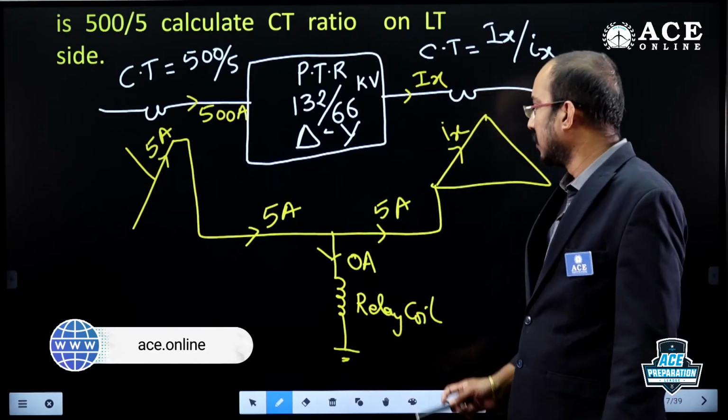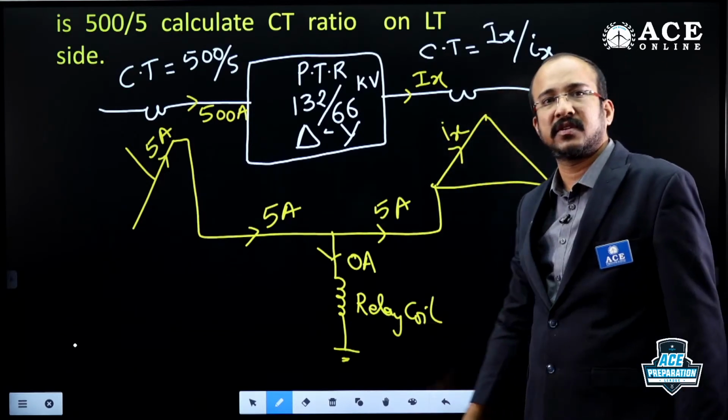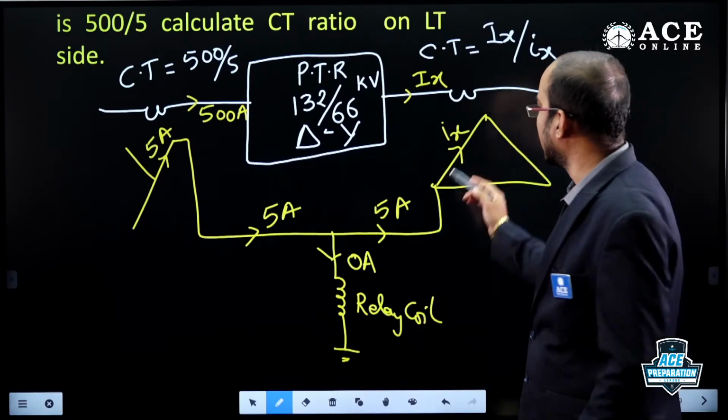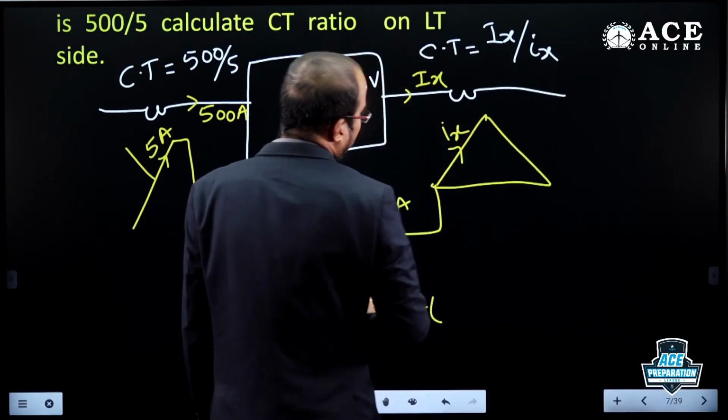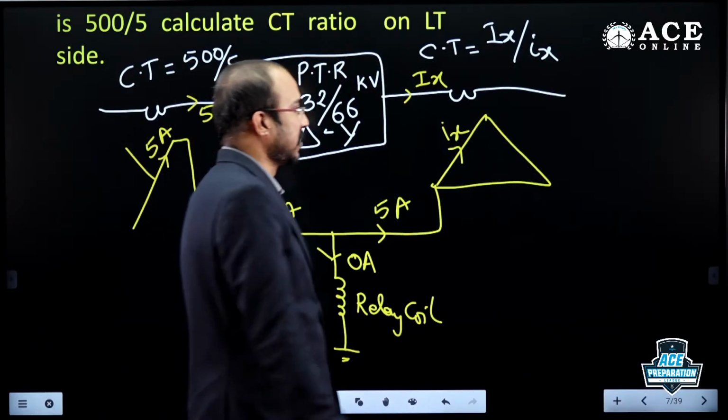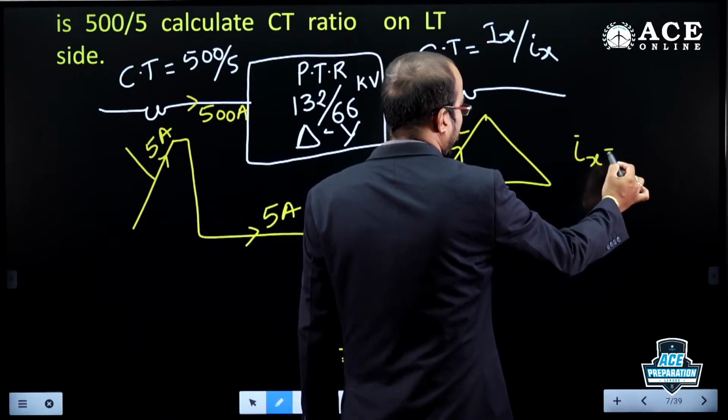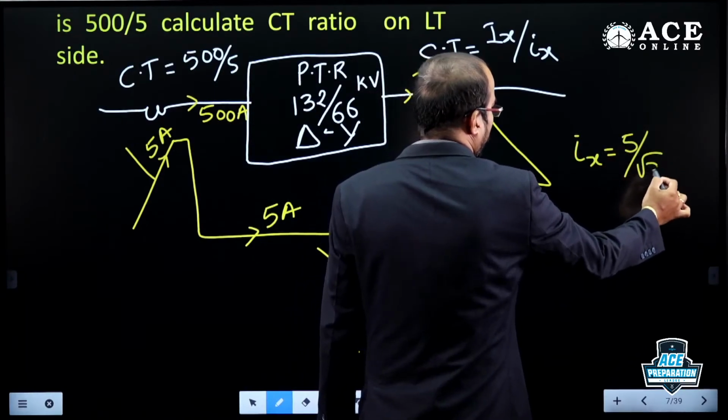So what is the value of this small Ix? How do you calculate the value of Ix? This is the phase current. In a delta circuit, I phase is IL by root 3. So the small Ix value is 5 by root 3.